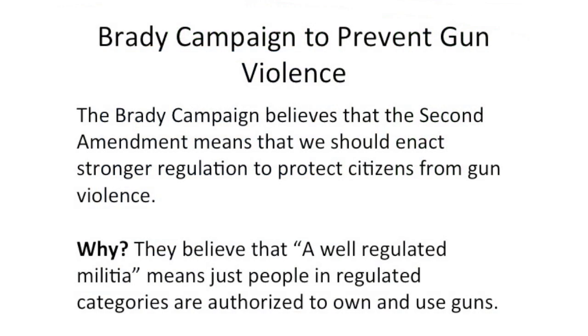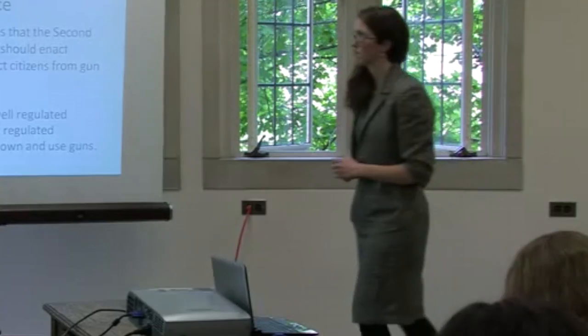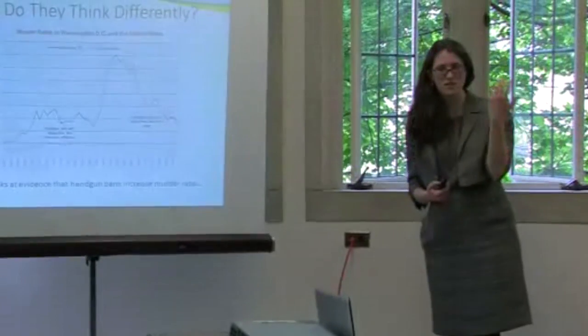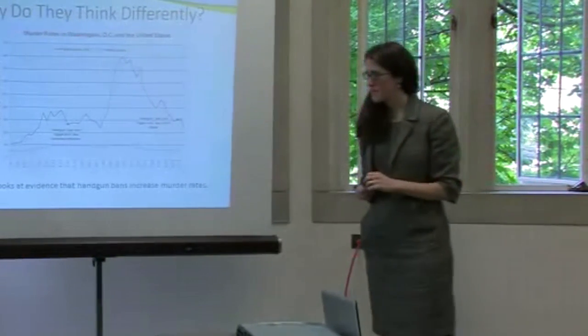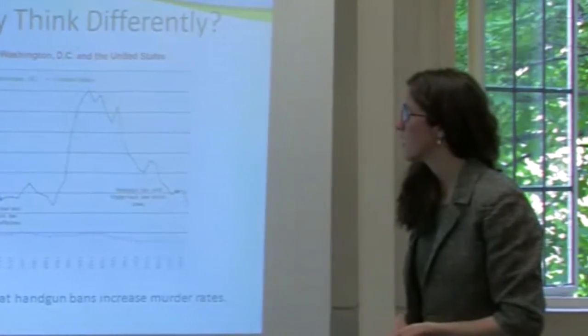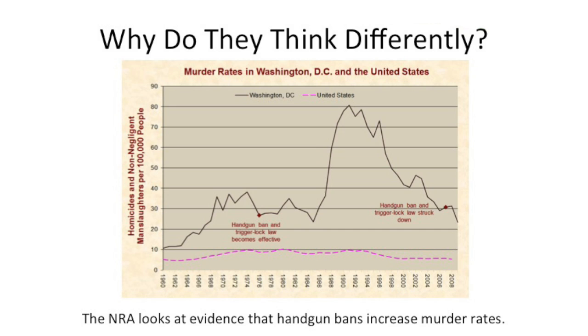Great. Who wants to read about the Brady campaign? The Brady campaign believes that the Second Amendment means we should enact stronger regulations to protect citizens from gun violence. Why? They believe that a well-regulated militia means just people in regulated categories are authorized to own and use guns. All right, two different groups. And not only do they use words to come to that belief, they use data and numbers. So why do they think differently? What are we looking at here? What is this showing us?